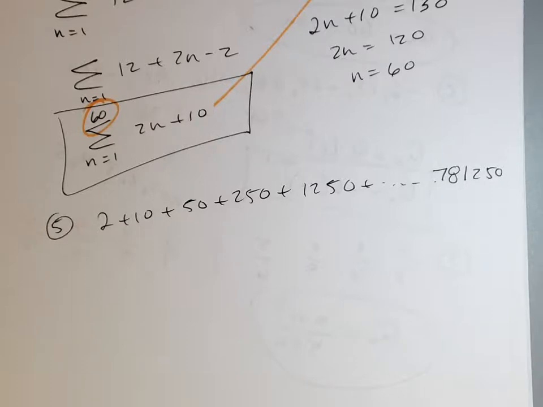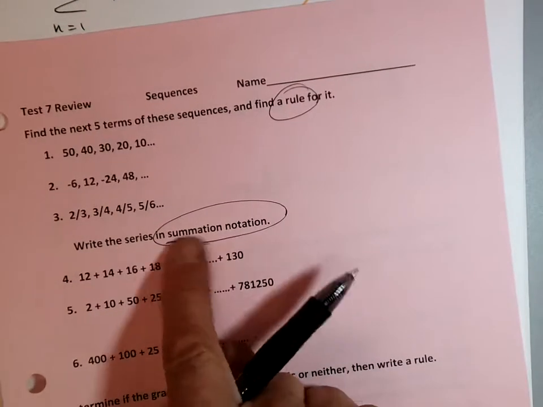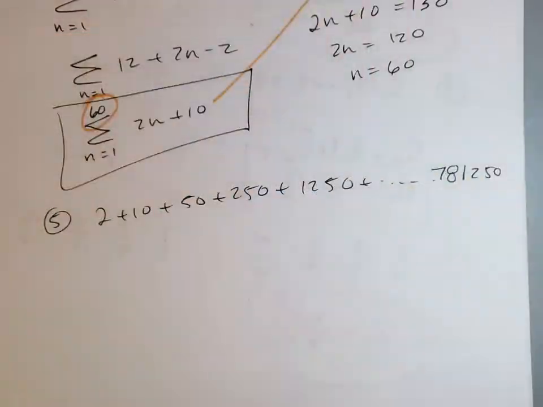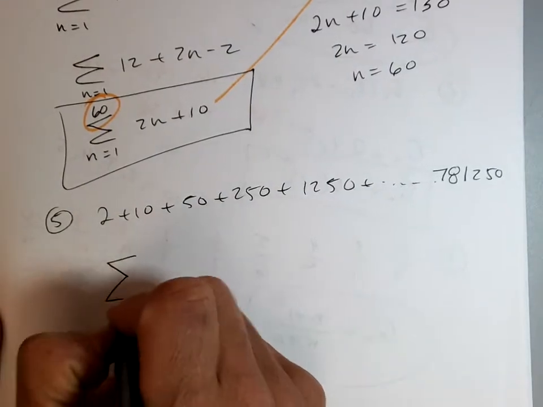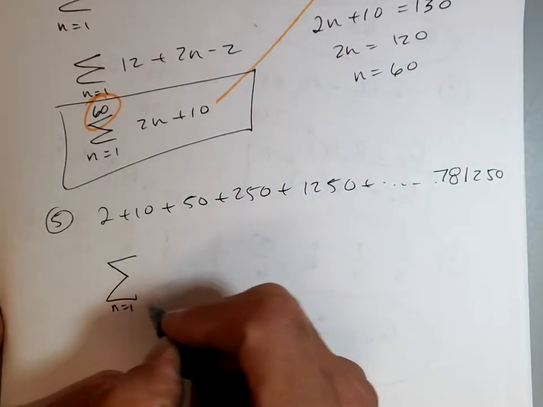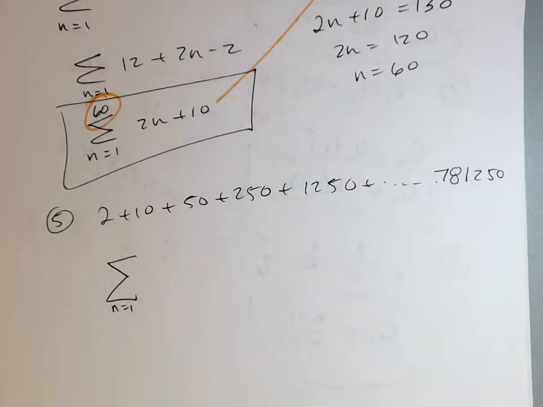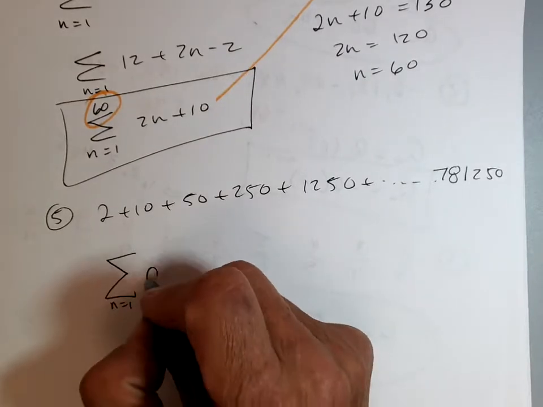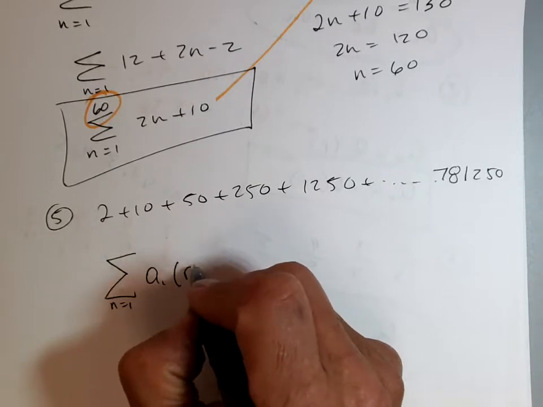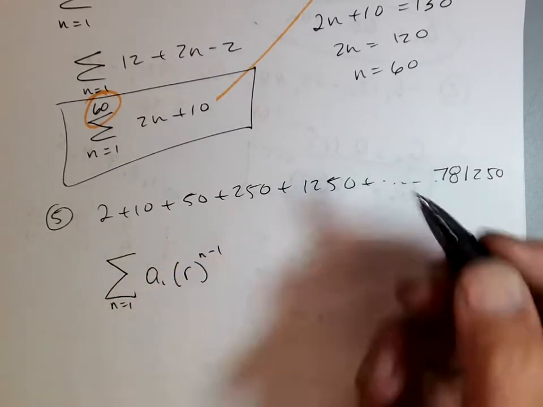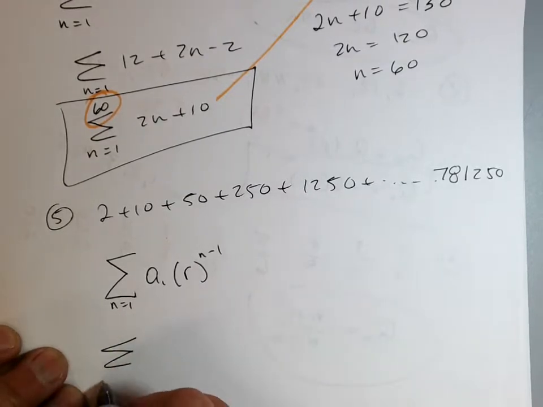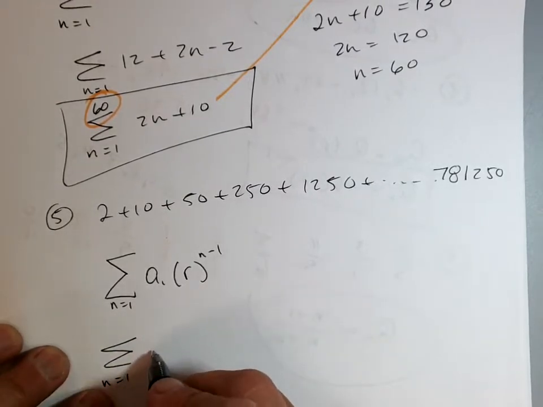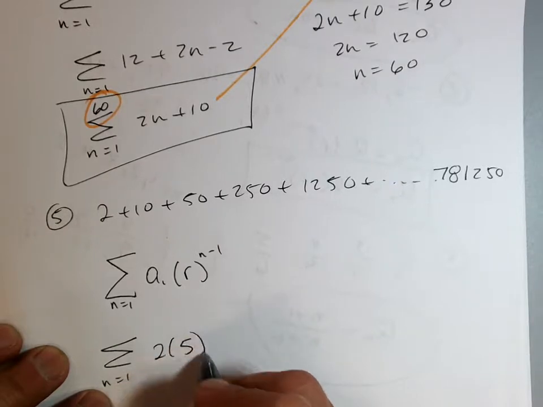Okay, I'll wait for you. So it says summation, right? It says summation. Let's write the sigma, n equals 1. And now, is it arithmetic or geometric? Is it geometric, isn't it? Because I'm multiplying by 5, right? So I'm going to use my a1 r to the n minus 1 power. Or let's rewrite this: n equals 1 of 2 times 5 to the n minus 1 power.